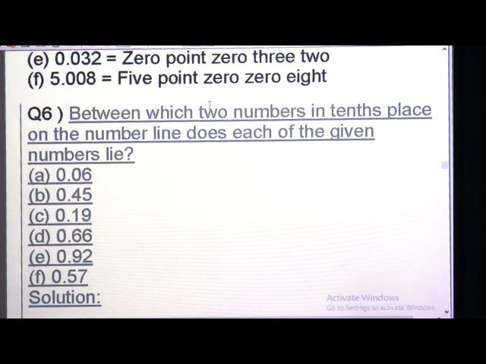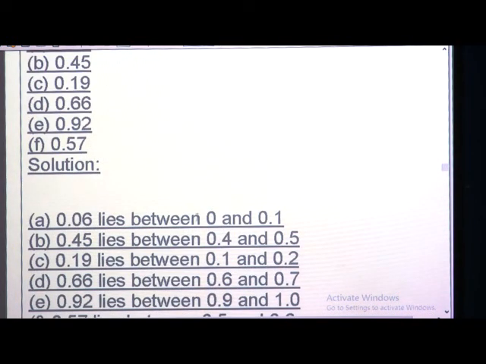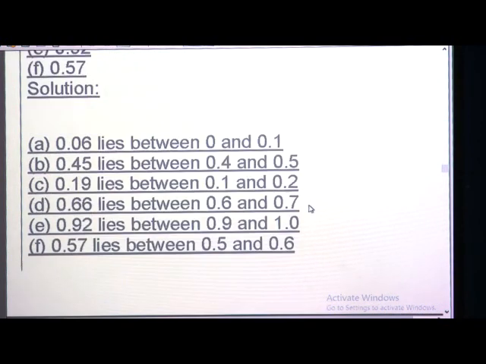Between which two numbers in tenths place on the number line does each of the numbers lie? These are a few numbers which are given. We need to find between which two numbers each number lies. So, 0.06 lies between 0 and 0.1.